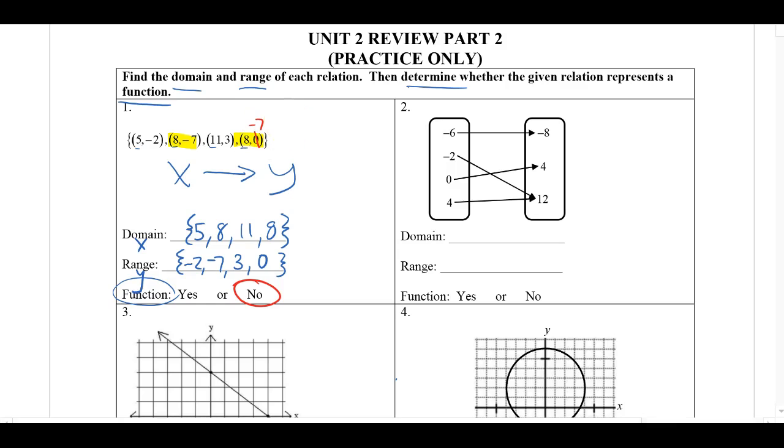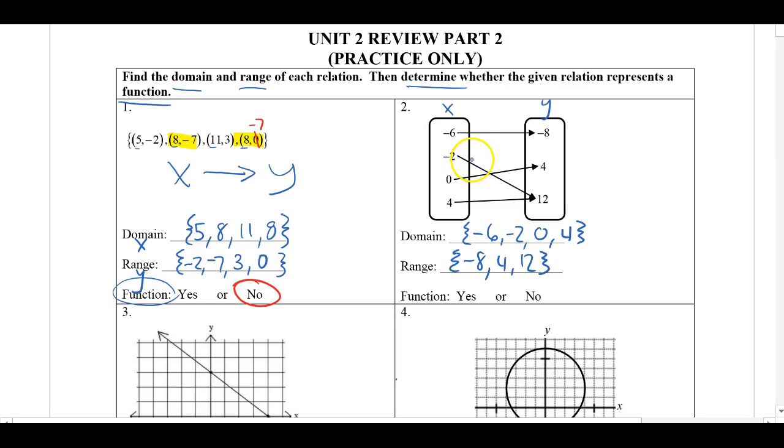Okay, number 2. Same thing here. We'll list out all the x values in the mapping diagram: -6, comma, -2, comma, 0, comma, 4. And I want to start with brackets and end with brackets. Now do it for the range. Remember, the left side, the inputs, are x, and the right side, the outputs, are y. So for range: -8, comma, 4, comma, 12, and then finish with brackets.